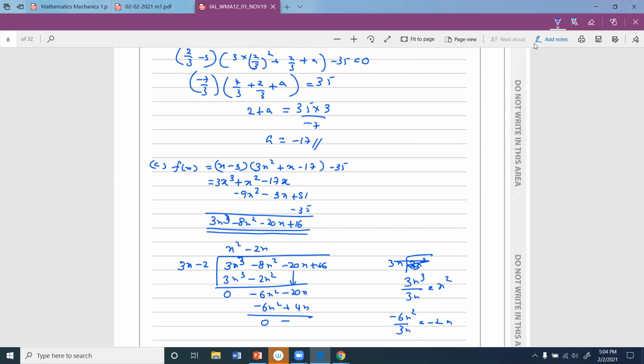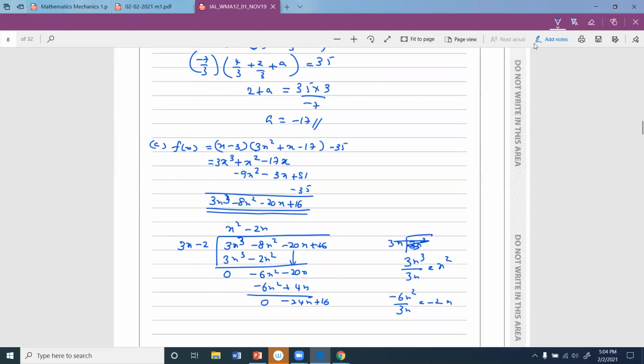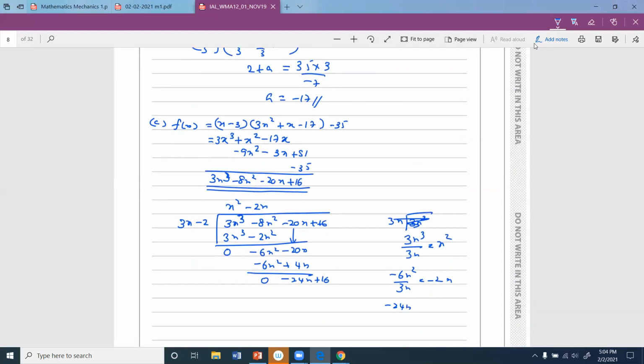Minus 20 minus 4 is minus 24x plus 16. Then see how many 3x terms there are for minus 24x. It's minus 8. Always you're looking at the first term to first term. It's minus 8. That is minus 24x plus 16.